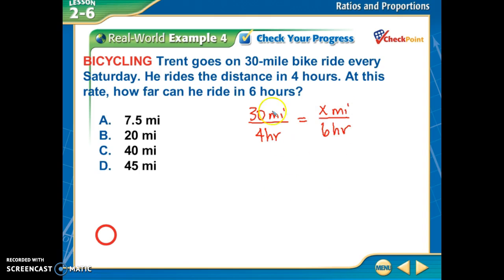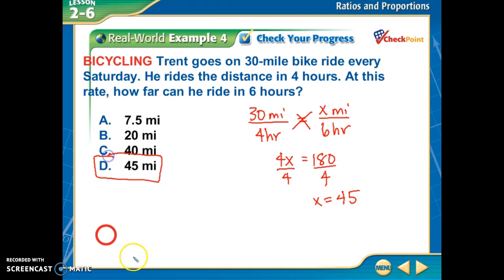There's my proportion. They're going to be proportional, miles on top, hours on bottom. Then we cross multiply. So 4 times x gives us 4x. 30 times 6 gives us 180. Divide by 4, and we get x equals 45. 100 divided by 4 is 25. 80 divided by 4 is 20. 20 plus 25 gives us 45. So that's just a review, some additional practice with solving equations and solving proportions.